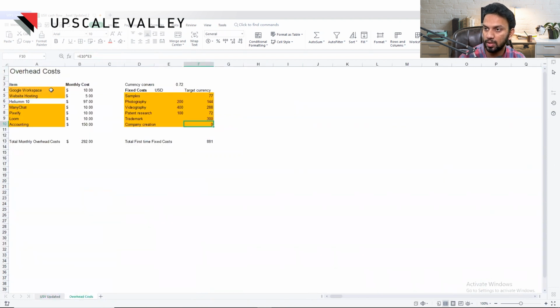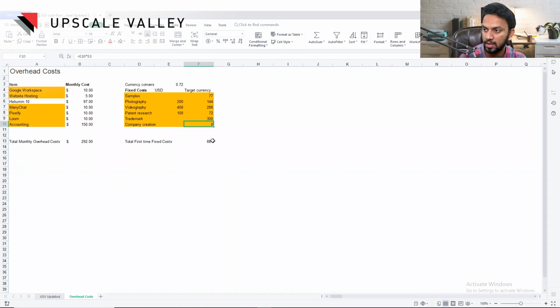So here is the Google Workspace, then the hosting side, then Helium 10, ManyChat, whatsoever you want to add here. You can add the monthly cost here. And then this is the fixed cost, the one-time cost which we pay for the product, like the samples cost. These are all assumed numbers. You can play with these. The photography charges, videography charges, the patent charges, trademark, and the company creation, etc.